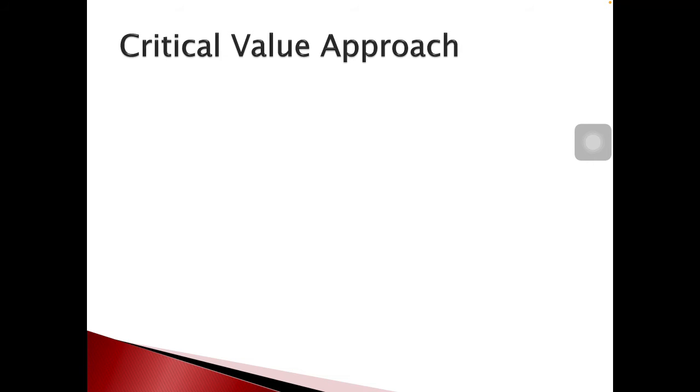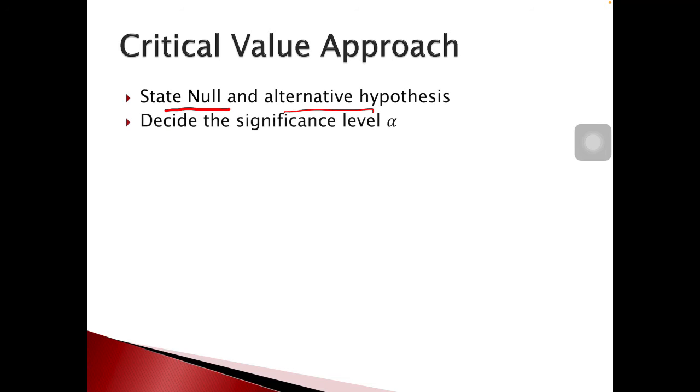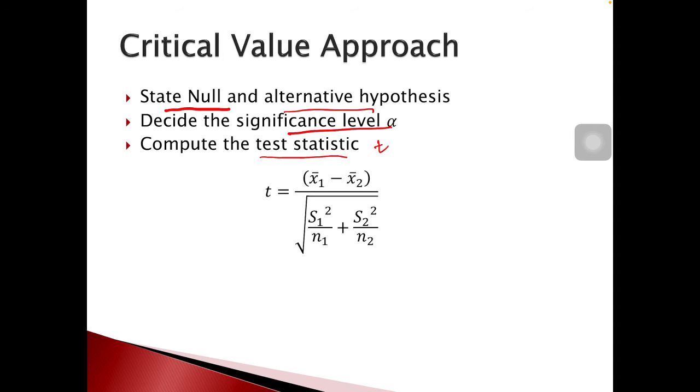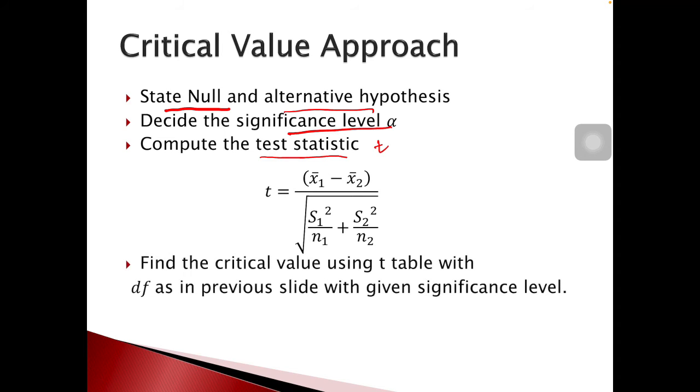Critical value approach. You know that there are two ways to solve these inference problems: the critical value approach and the p value approach. First, the critical value approach. First we have to state the null hypothesis and alternative hypothesis, decide the significance level alpha, compute our test statistic t using this formula, and find the critical value using the t table. This time you need to figure out the degree of freedom before you go to the t table.